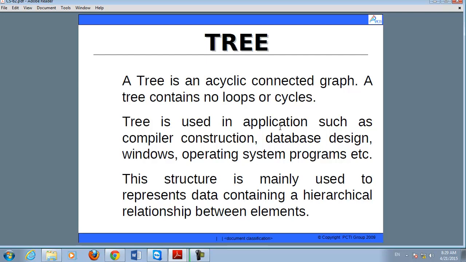In today's session, we will discuss binary search trees and advanced trees. In advanced trees, we will discuss the AVL tree and B tree. B tree is also known as multi-way tree.